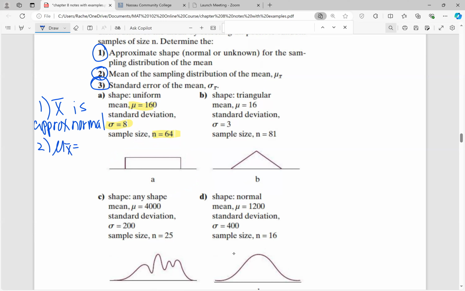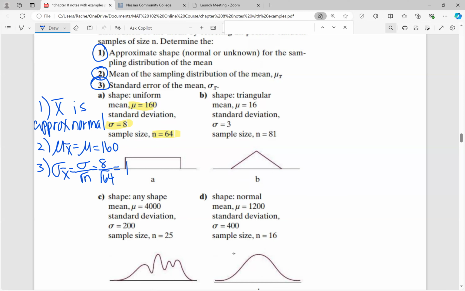Mu sub X bar is equal to mu, which in this case is 160. And sigma sub X bar is equal to sigma divided by the square root of n, which in this case is 8 divided by the square root of 64. And 8 divided by 8 is equal to 1. So that would be the standard error, 1.